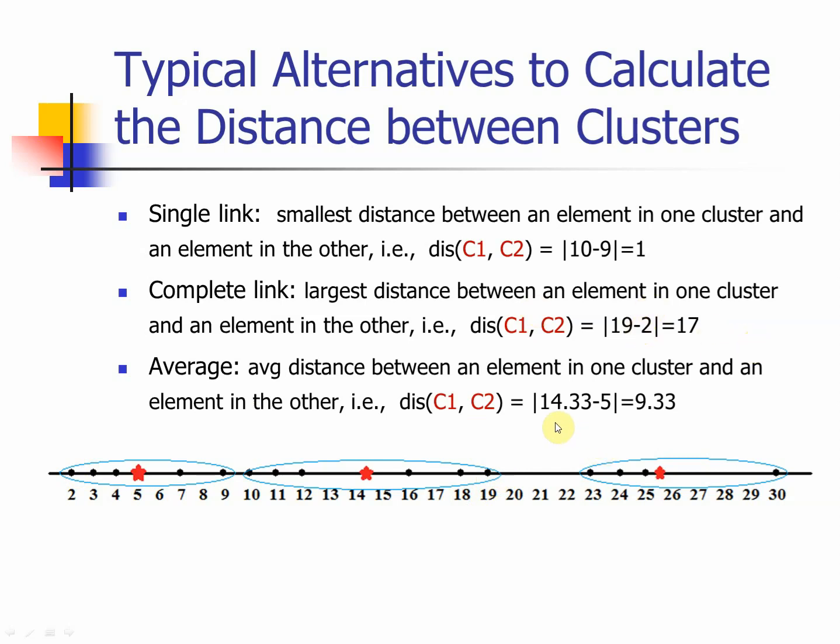The average distance would be the distance between the two centroid locations, and therefore 9.33 is what we see over here. So that gives you a different perspective on how you can see the distances between two clusters, or between a cluster and an element.